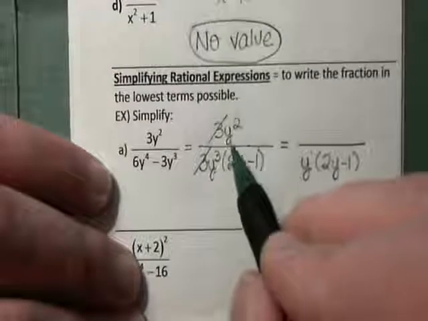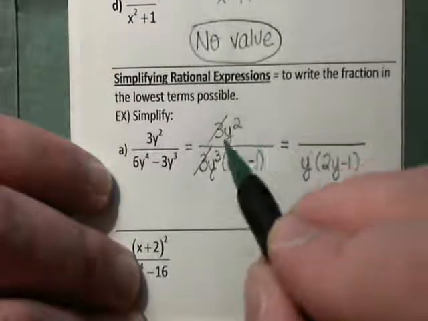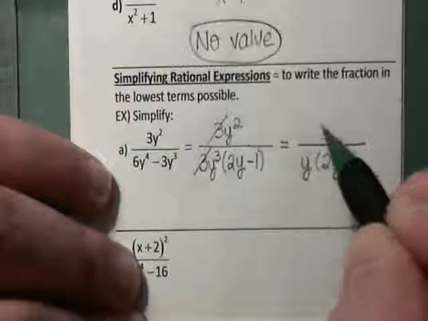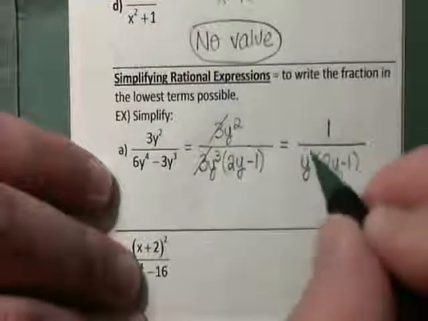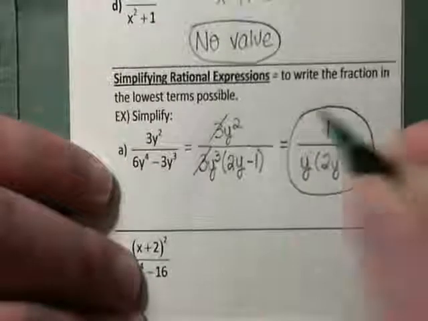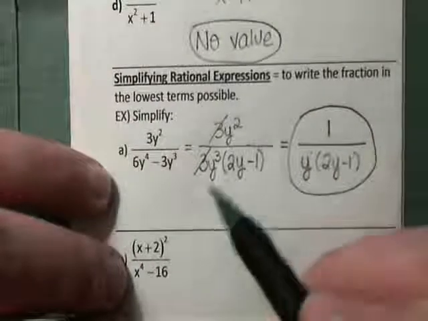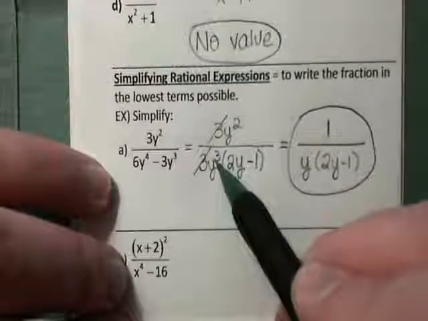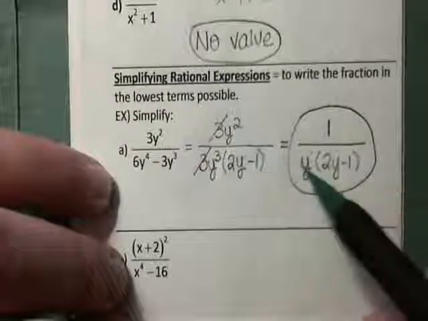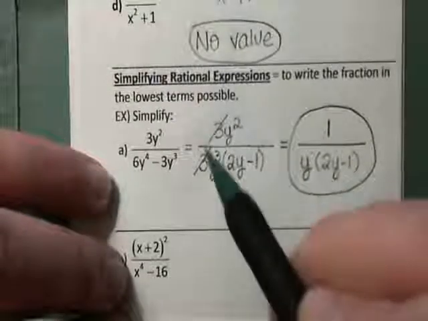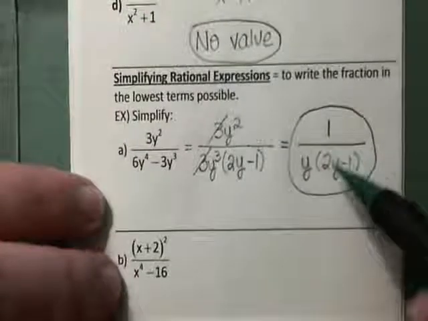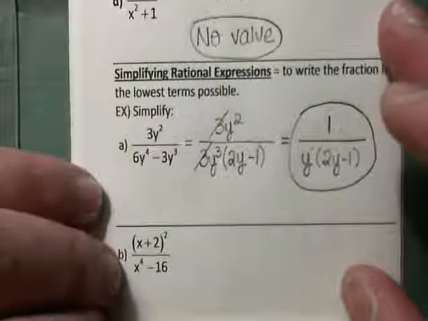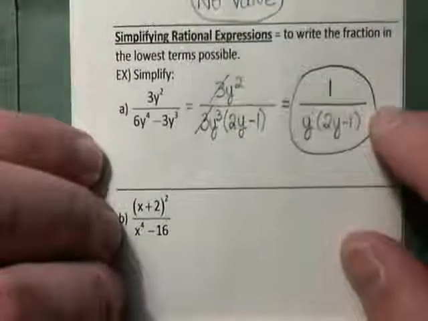Now, on the top, because the y stayed on the bottom, there's nothing on the top, so I'm just going to put a 1, because you cannot leave it blank over there. So basically the 3 cancels. Y cubed minus y squared, the y stays on the bottom, and then 2y minus 1 stays on the bottom. So I have simplified this rational expression. Okay, let's look at the next one.